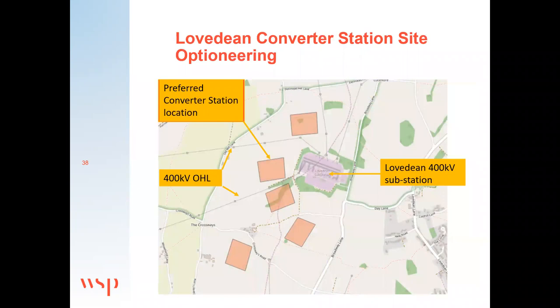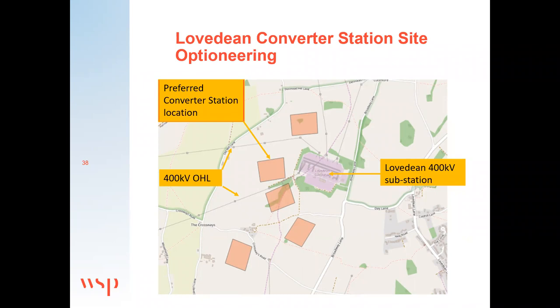Focusing back on Loveden, where are we going to build our converter station? Our recommendation to the client was to have the converter station within 2 kilometers of the Loveden substation to minimize the length of AC cable in between. AC cable is a cost, a disruption across farmers' fields. It's also a lot of reactive power generated by 400 kV AC cables, and we wanted to minimize that.